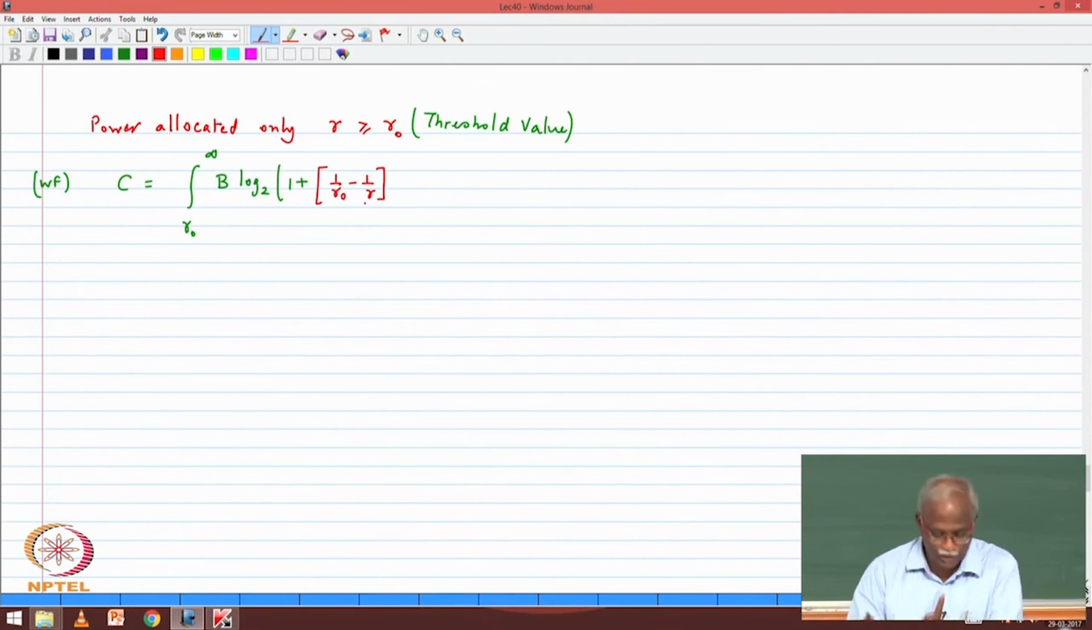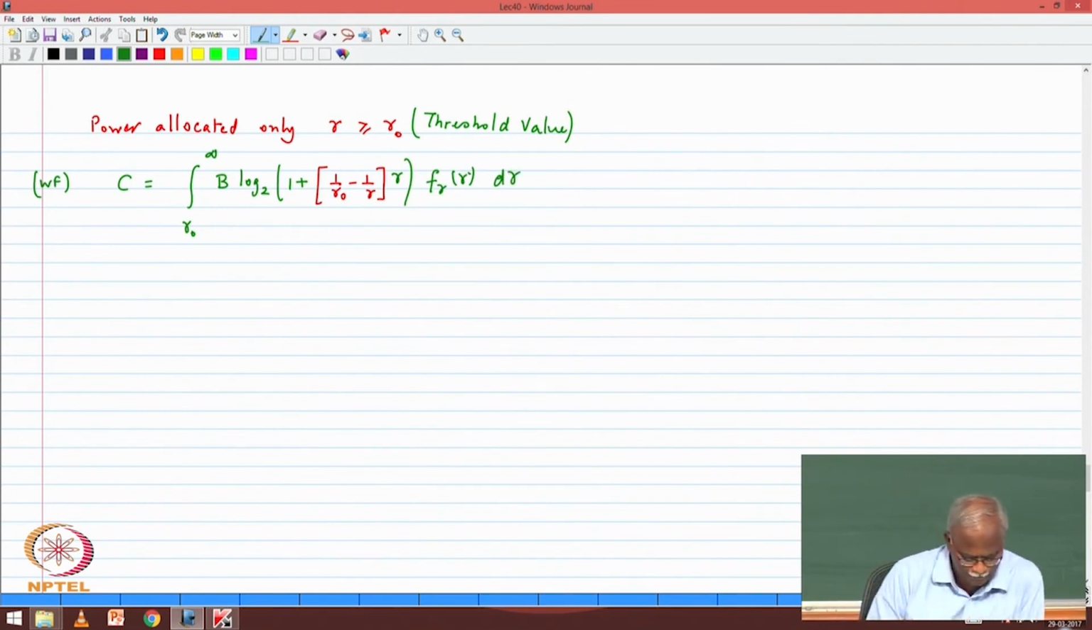That is the power allocation component. This multiplied by gamma, that would be my SNR, multiplied by f gamma of gamma d gamma. Okay, that is the equation for the capacity. Of course, you can easily simplify.